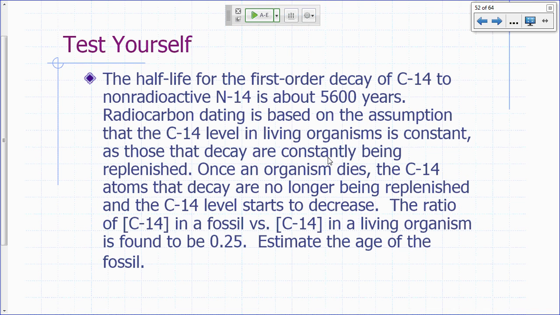Here's an example of a first-order decay, first-order reaction. Carbon 14 is radioactive, and it's constantly being produced in the atmosphere, and it converts to non-radioactive nitrogen 14 in about 5,600 years. The practical application of this is determining the age of fossils, using what is called radiocarbon dating. Radiocarbon refers to carbon 14. It's a radioactive atom.